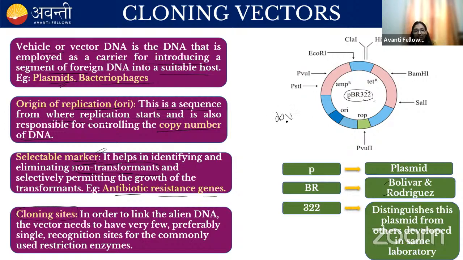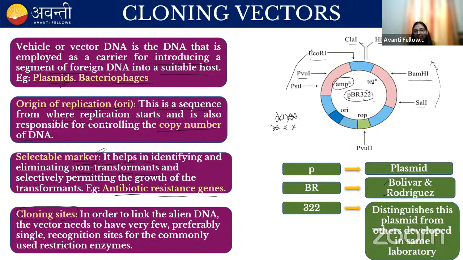Remember this diagram, it's very, very important. Remember this diagram as it is. Remember where the EcoR1 site is present, where the site for PvuI is present, where the site for PstI is present, BamH1, SalI. Remember these sites, ClaI, HindIII. These are very important. And remember them in the same sequence, okay? This is also important.